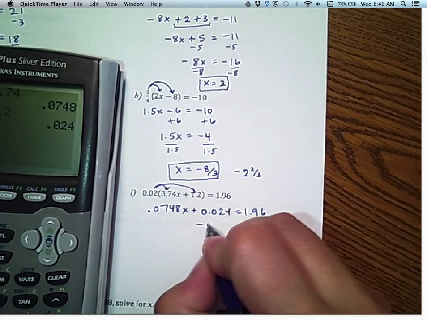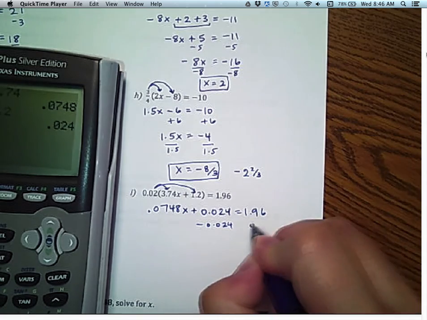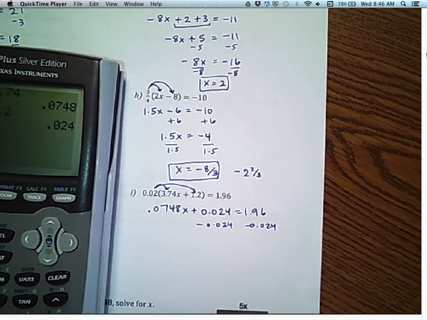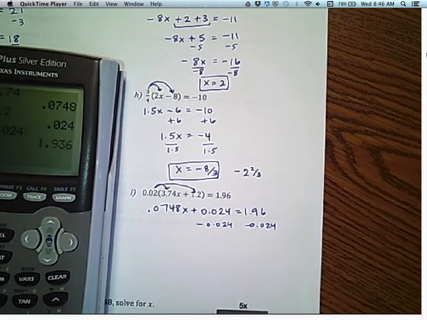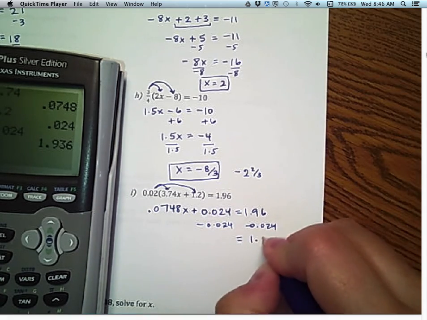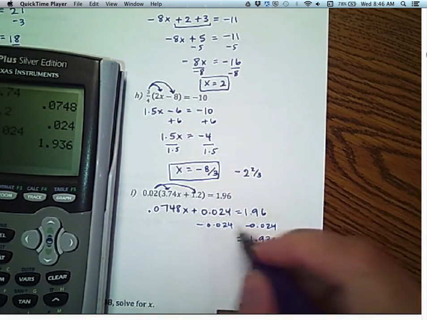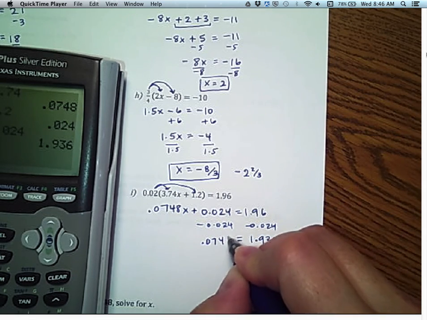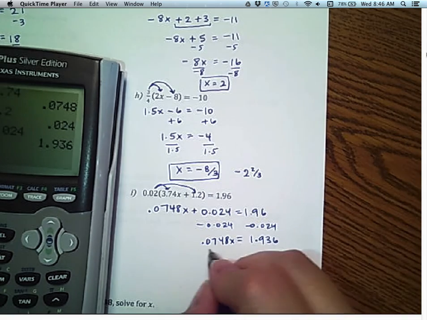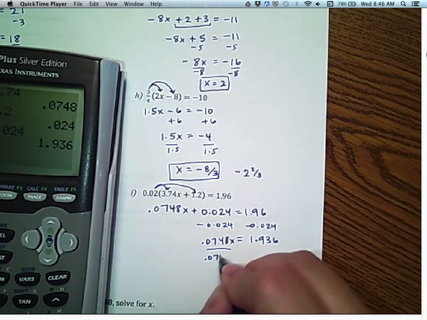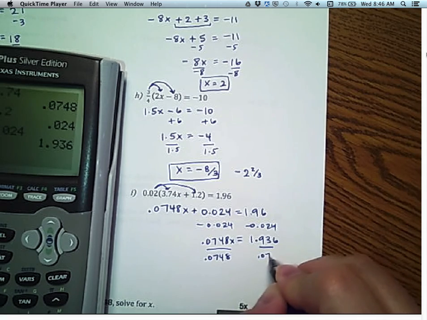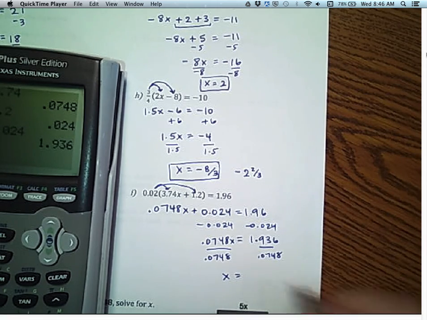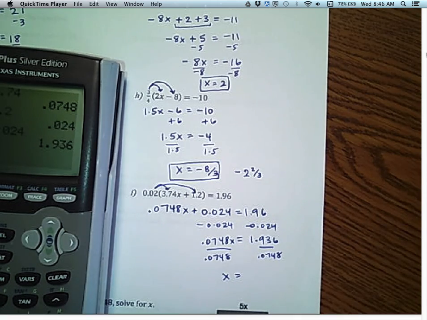All right, these get a little bit weird looking, but they're not too bad, right? We've got calculators to help us out. We're going to subtract 0.024 on each side. Okay, so 1.96 minus 0.024, and we get 1.936. And on this side, I still have my 0.0748x. Okay, I'm going to divide both sides by that, 0.0748. Showing our work when we have problems like this is really important.